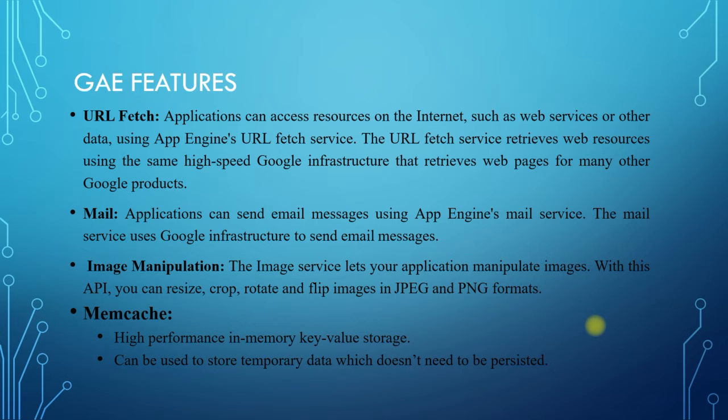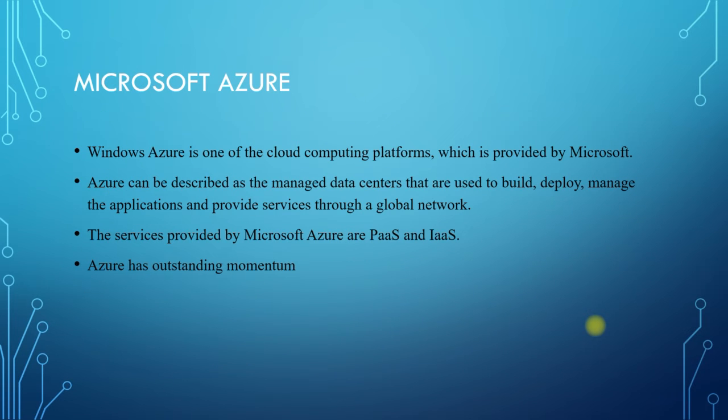So this allows your application to manipulate images, which means you can resize, crop, rotate, and flip images in JPEG and PNG formats. Now we have Memcache. That's an important thing. It is a high performance in-memory key value storage and can be used to store temporary data which doesn't need to be persisted. That is why it is important. So that's all for Google App Engine.